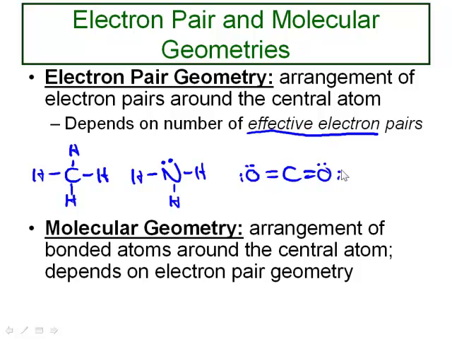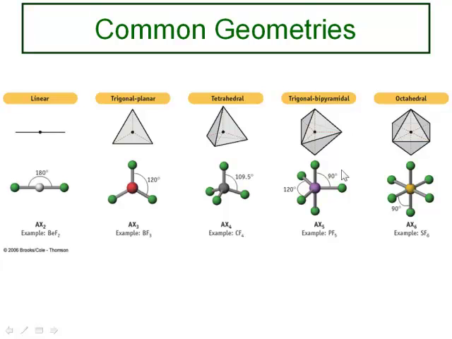Okay? So here we go. Now, we're going to go through and look at some of the basic shapes that we can get based on the number of effective electron pairs, and then we're going to go on and look at ones that are more complex, okay?